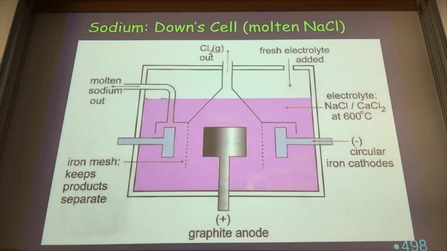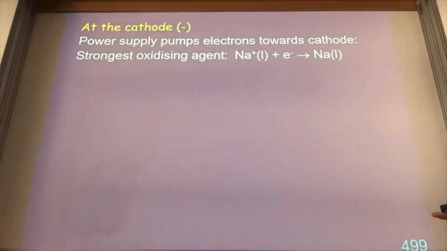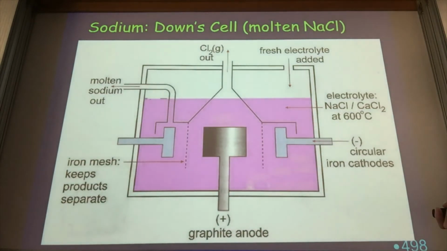So what have we got? We have got a graphite anode. So the anode's made out of graphite. So that's resistant to temperature. Graphite is stable at high temperature. And that's where the chloride ions are going to be oxidised to chlorine gas.